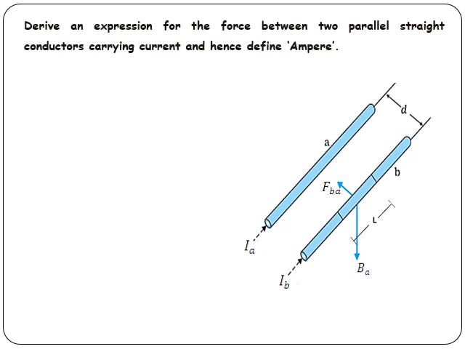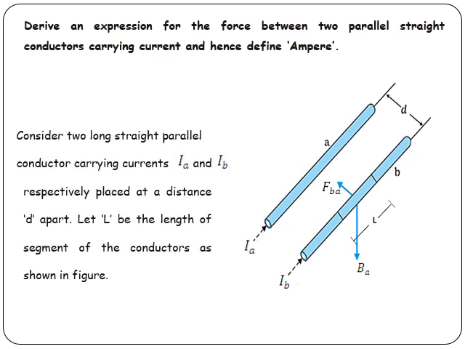So here, derive an expression for the force between two parallel straight conductors carrying current. As the question tells you, we have two conductors here named A and B. Current flowing through conductor A is IA. Current flowing through conductor B is IB. We will take the distance between these two conductors as small letter d. We will also consider a segment of the conductor and name its length L as shown in the diagram.